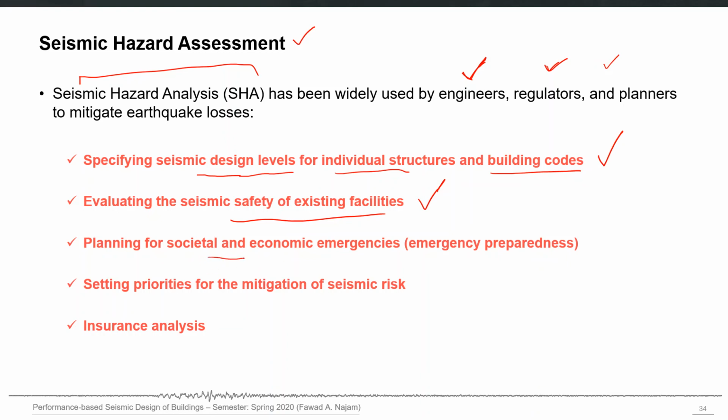The planning for societal and economic emergencies. For emergency preparedness, the planning should be based on the level of seismic hazard at different locations in the country. Setting priorities for the mitigation of seismic risk and also for insurance analysis. So all of these applications are there, but the most important ones, the direct ones for structural engineers, are for the design of new buildings and for the performance assessment of existing buildings. For social scientists and for policymakers, all of the other applications are also there.